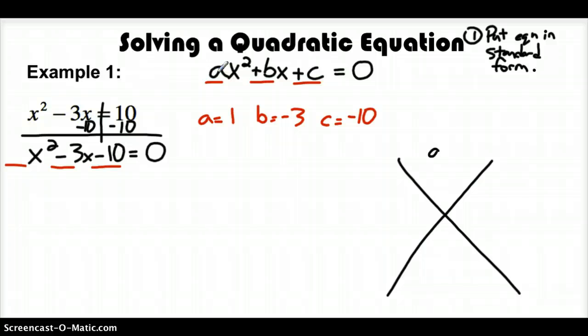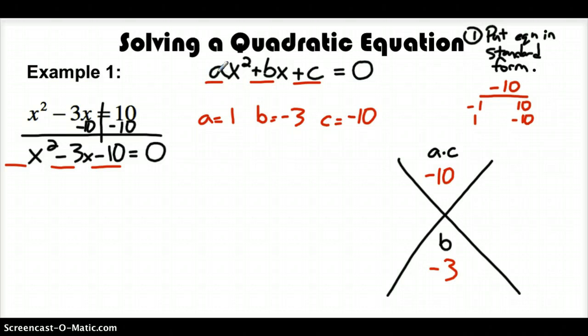We want two numbers that multiply to A times C, but add to B, right? So A times C in this case, 1 times negative 10, is negative 10, and our B term here is negative 3, right? So we want to look at all the ways we can multiply two numbers to get negative 10. I can take negative 1 times 10 or 1 times negative 10, okay? I can also do 2 times negative 5 or negative 2 times positive 5, right? And I know that all those products are negative 10, but I want to see what their sums are because their sums actually have to be negative 3. So I'll just add up these numbers here.